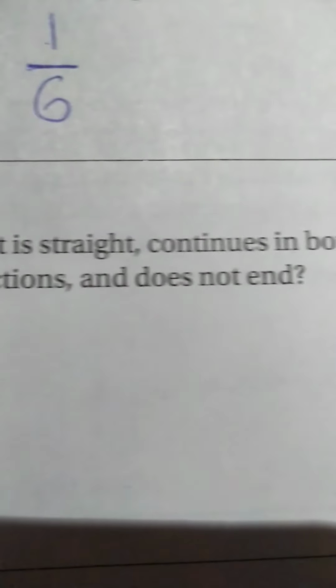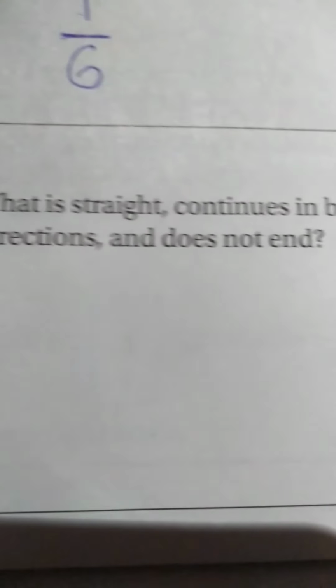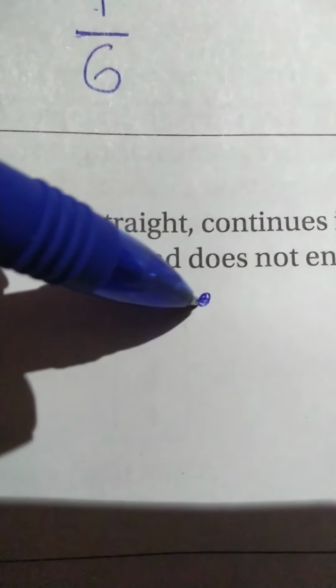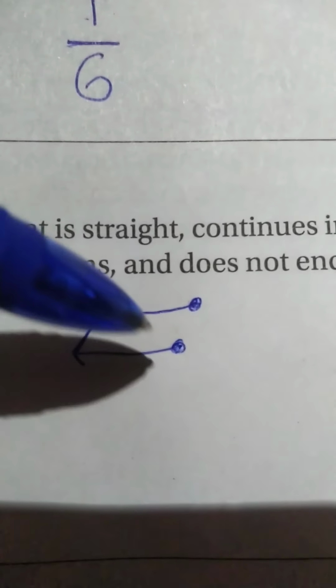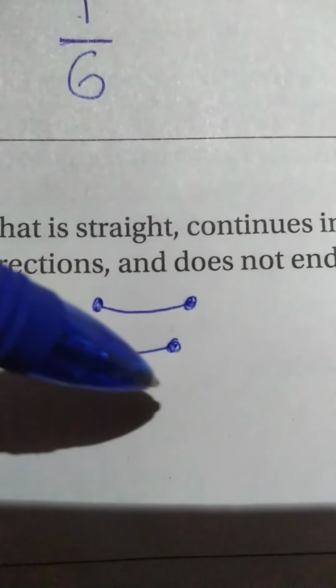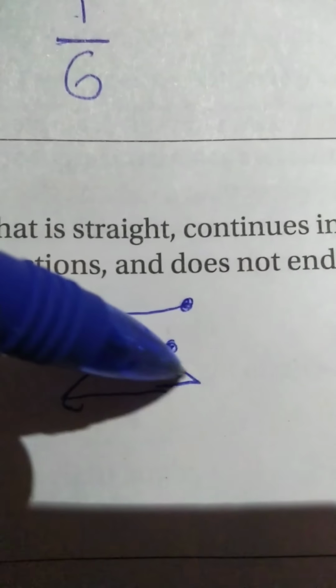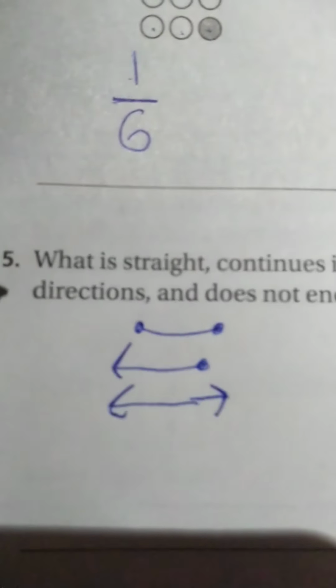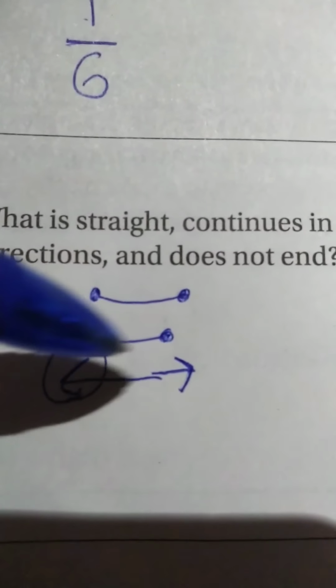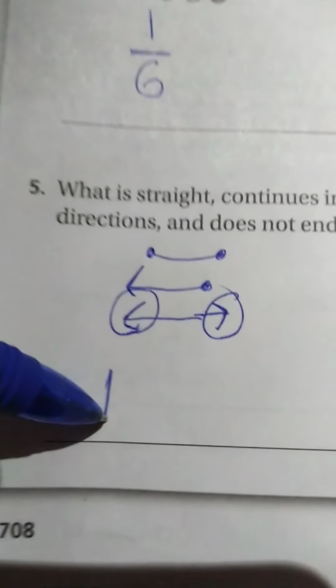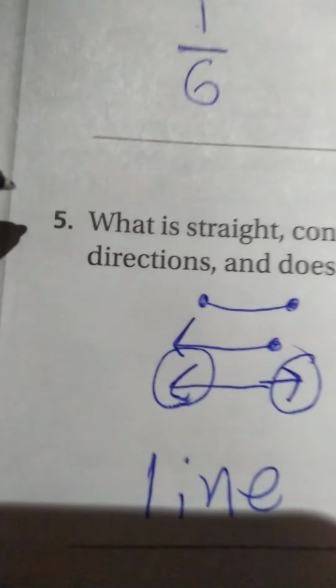2 left, 2 left. What is straight, continues in both directions, and does not end? A ray, a line segment, or a line. So here is a line segment. This is a ray. Remember we talked about a ray only needs 1 endpoint, does not need 2. And this is a line. So let's see, which one is it? What is straight, continues in both directions, and does not end? Continues in both directions. Does not end. That's called a line. So number 5 is line.